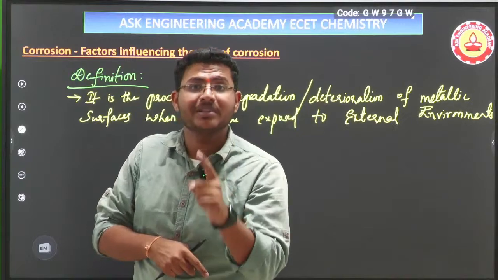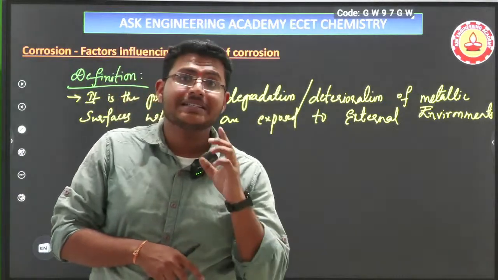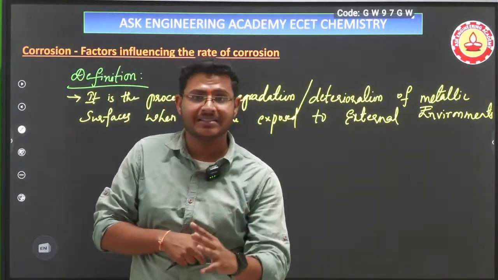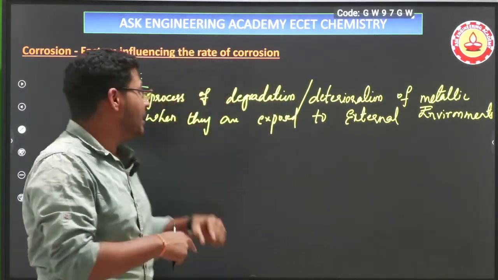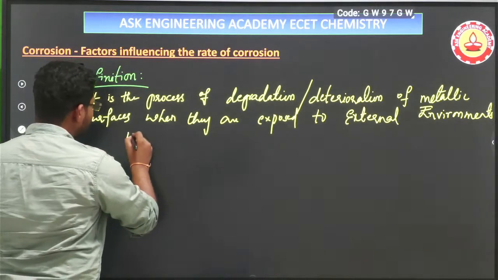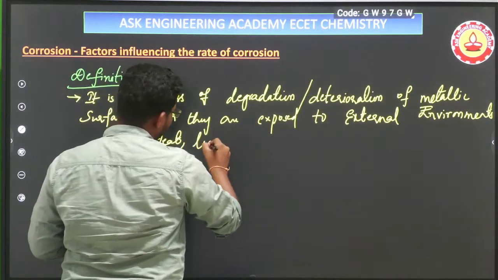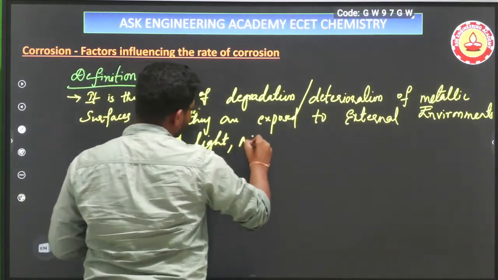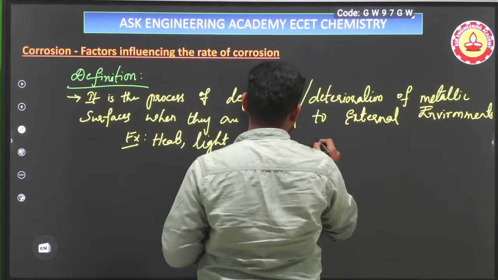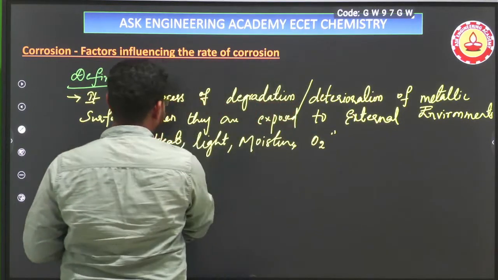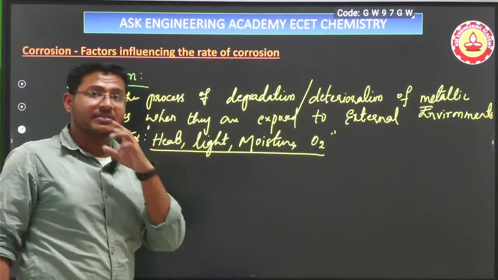Such kind of phenomenon is called corrosion. Corrosion is nothing but a process of degradation of a metallic surface when it is exposed to certain kinds of chemical environment. Examples of the chemical environment: heat, light, moisture, and oxygen. These are the very important external agents. So these external agents will influence the rate of corrosion.